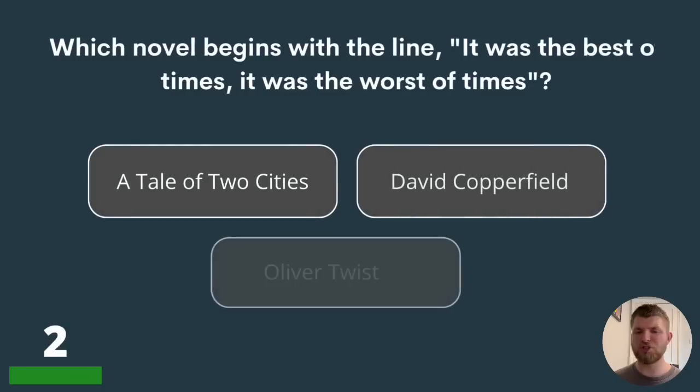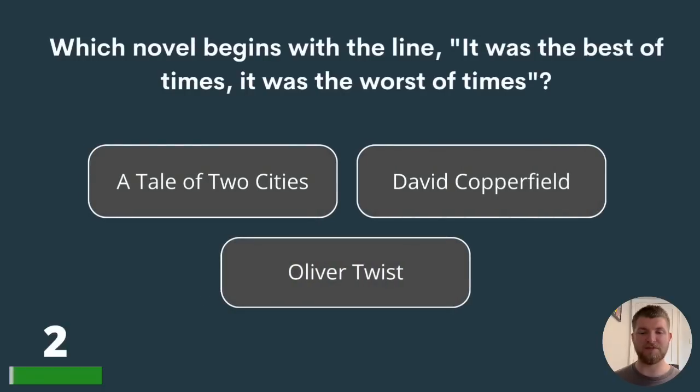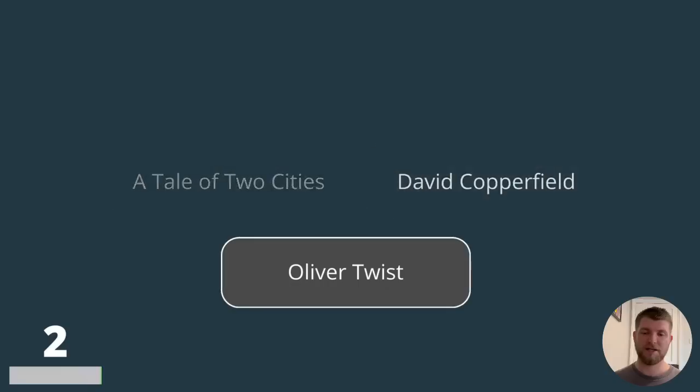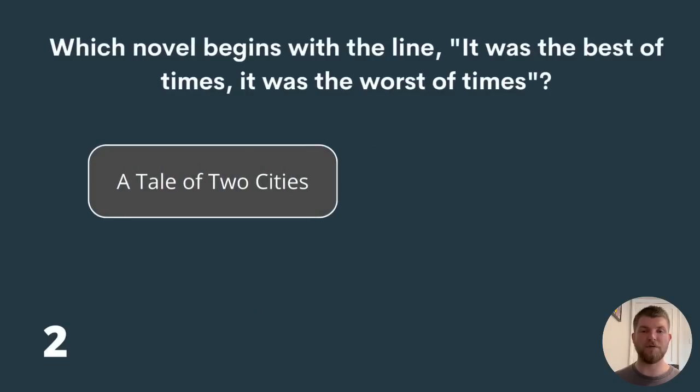2. Which novel begins with the line, "It was the best of times, it was the worst of times"? Is that A Tale of Two Cities, David Copperfield, or Oliver Twist? That is a line from A Tale of Two Cities.